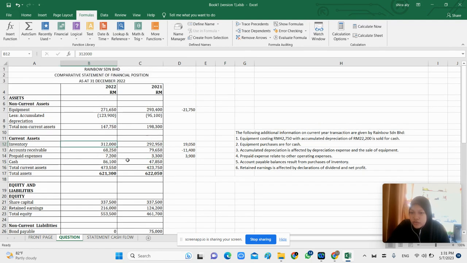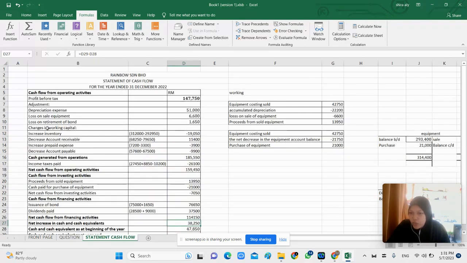For this one, we have to do ending balance minus the opening balance. So the first one is inventory. As we can see, after we deduct the values here, we will get an increase in inventory. So when increase, we have to deduct. For this one, when current asset gets increased, we have to deduct. When decrease, we have to add.